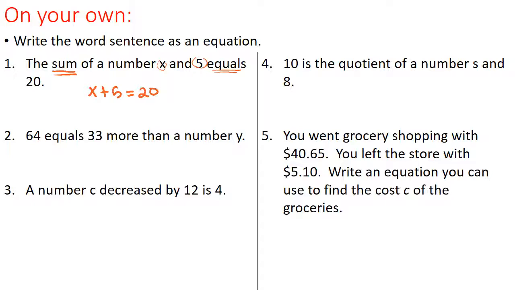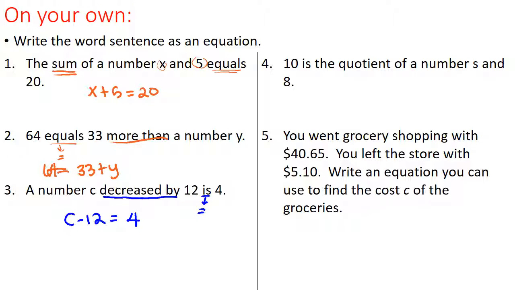Now 64 equals tells us where our equal sign goes. 33 more than a number y. Since it's more than a number, that means we're going to be adding. So we can say 64 is going to be equal to 33 plus y, because that will give me 33 more than y. Now a number c decreased by 12 is 4. So since we have the number c being decreased by 12, we can say c minus 12 should be equal to 4. It is telling us again where our equal sign is.